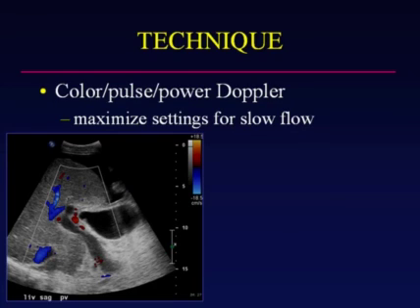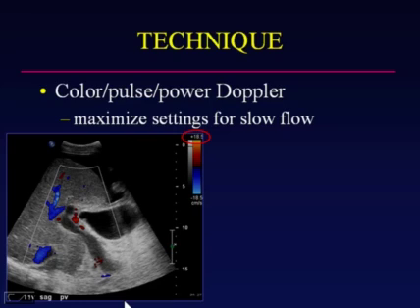We use color, pulse, as well as power Doppler imaging, and you do want to maximize your settings for slow flow. So here is an example indicating how important that is, and you can see the main portal vein in the center of this color Doppler image. And although you can see flow in the hepatic veins as well as the hepatic arteries in red here, you don't see any flow in the main portal vein, and that would lead you to the conclusion that it is thrombosed. However, note the scale.